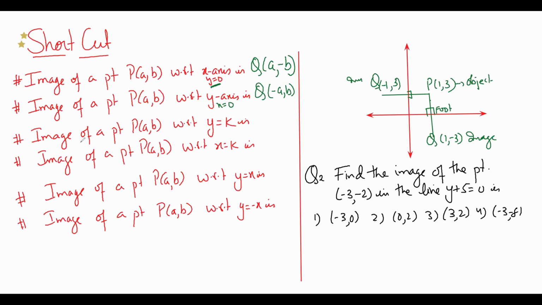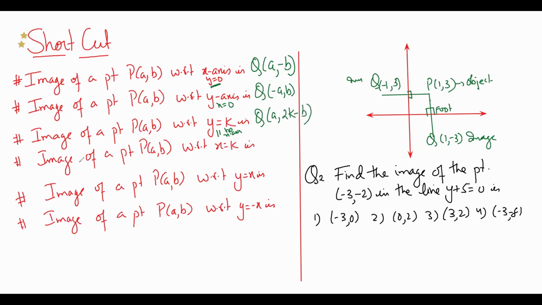Next is the image of a point (a, b) with respect to a line parallel to the x-axis. As you all know, that is y equal to a constant. Then again the image is just, the change will be in the y coordinate because the equation is y equal to k, and that is (a, 2k minus b).